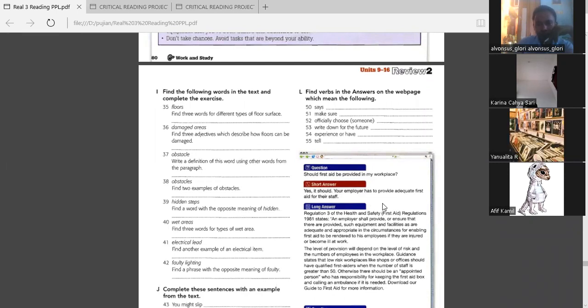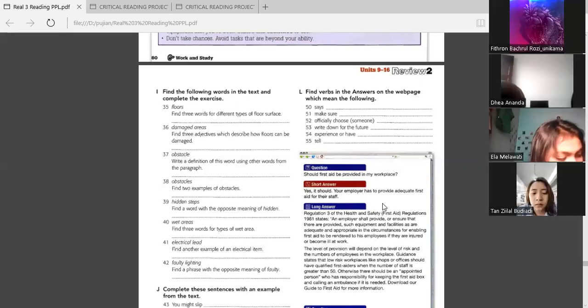Damaged areas. Adjectives which describe how floors can be damaged. Damaged. Cracked. And then? Loose, or crumbling surfaces. Crumbling. So I would like to ask you, what is cracked? Pecah. Okay. If cracker, what is a crack? You say crack means pecah. Okay. Go on, and then 38 up to 42.